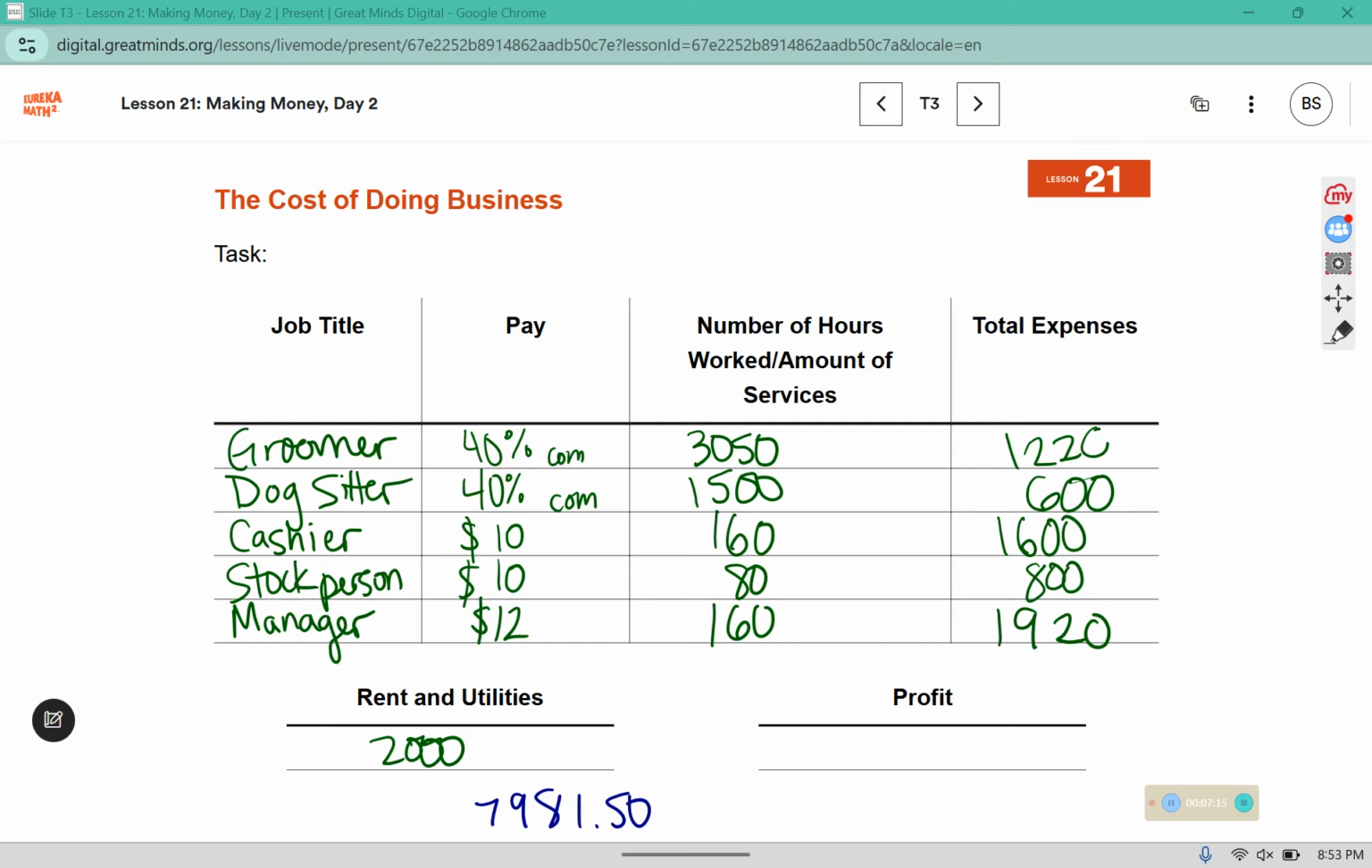Maybe my stock person gets less hours. Maybe they only work 10 hours each week for 40 hours in a month. Maybe my manager only comes in when the store is opening and closing, and so they don't need to work the whole time. Maybe they work 80 hours a month. 80 times 12 would be 960.